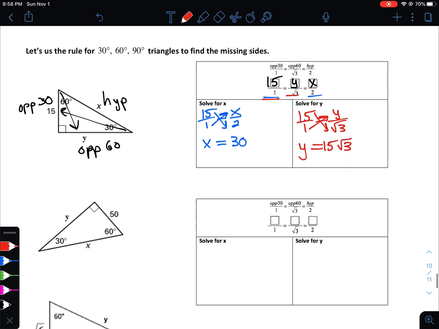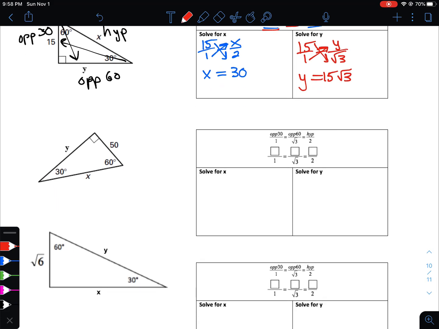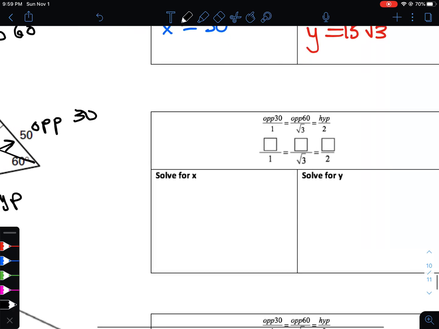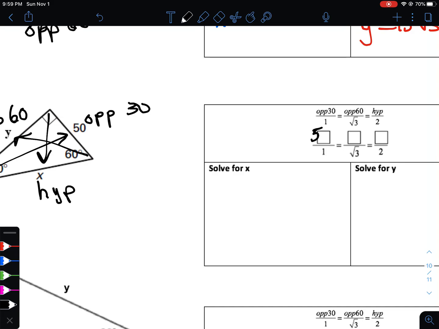So let's do the same thing with the next one. With our next triangle, let's identify what each of the sides is, and then we'll go ahead and plug them into our proportion. So our hypotenuse is opposite the right angle, so that's going to be x. And then we'll have our opposite 30 as 50. And then our opposite 60 as y. All right, so let's plug this into our proportion here. Opposite 30 was equal to 50. Opposite of 60 was equal to y. And our hypotenuse we're going to have as x.